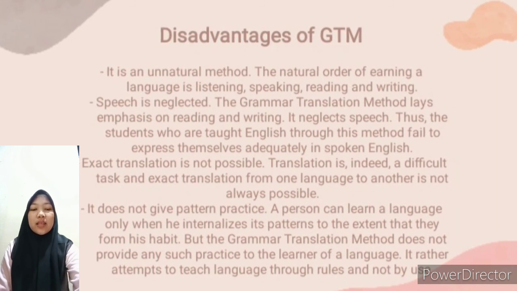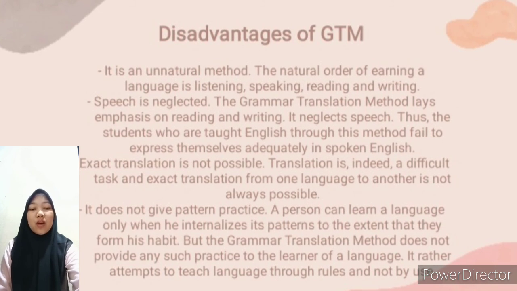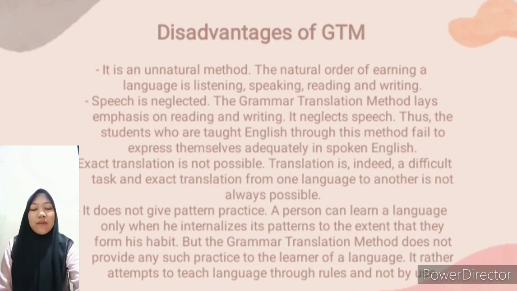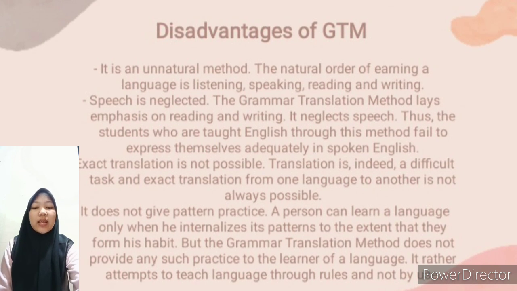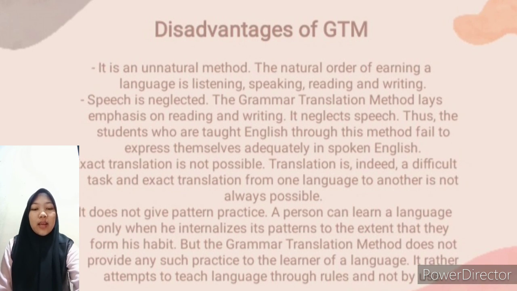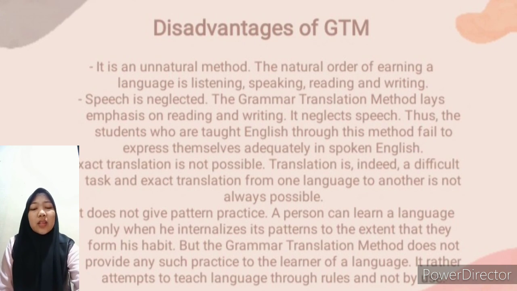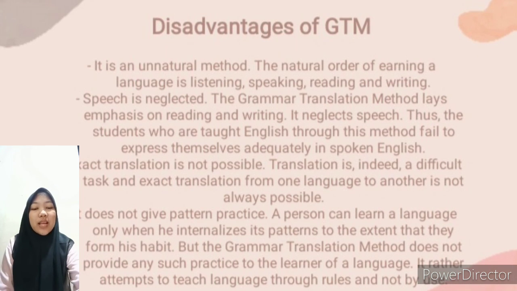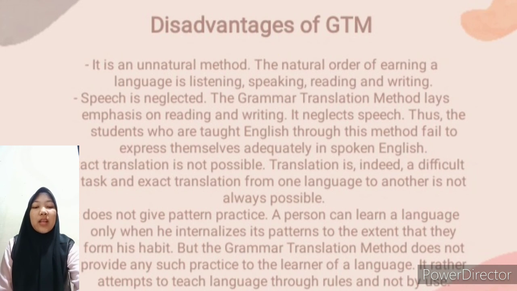Exact translation is not possible. Translation is indeed a difficult task, and exact translation from one language to another is not always possible. It does not give pattern practice. A person can learn a language only when he internalizes its patterns to the extent that they form his habit. But the grammar translation method does not provide any such practice to the learner of a language. It rather attempts to teach language through rules and not by use.